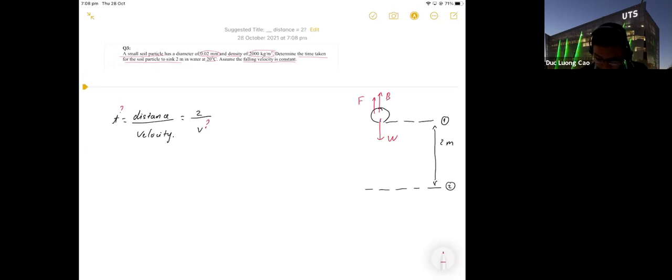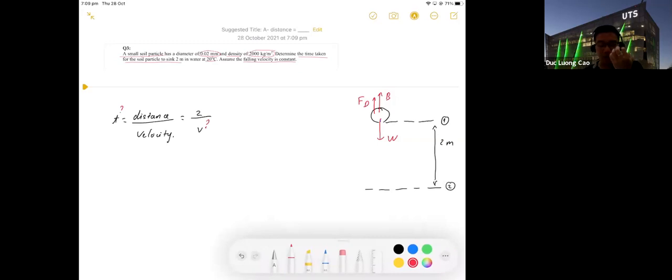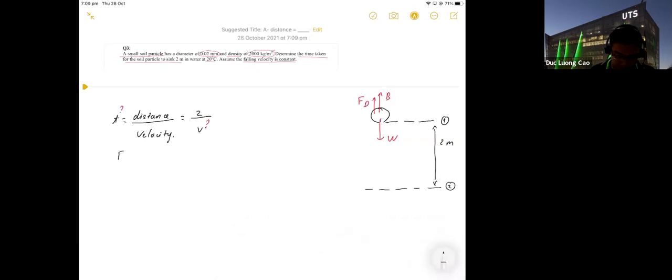FD. So in this case we have three forces applied to this particle: weight, buoyancy force, and FD, the drag force. We have drag force because the particle is moving. If it is not moving, we have fluid statics, with only buoyancy force and weight. Do you remember it? And the falling velocity is constant. It means the upward forces, FD plus buoyancy force, will be equal to the downward one, the weight.